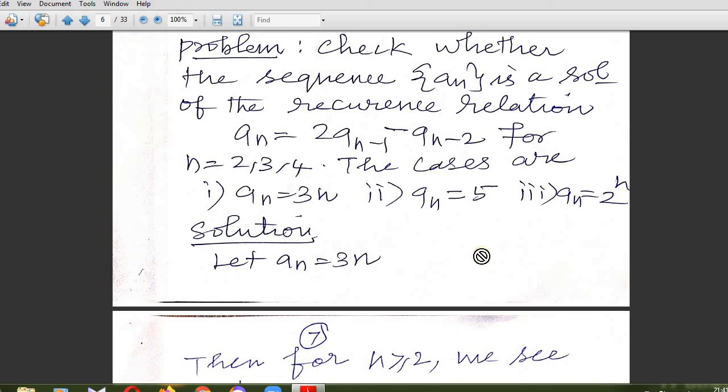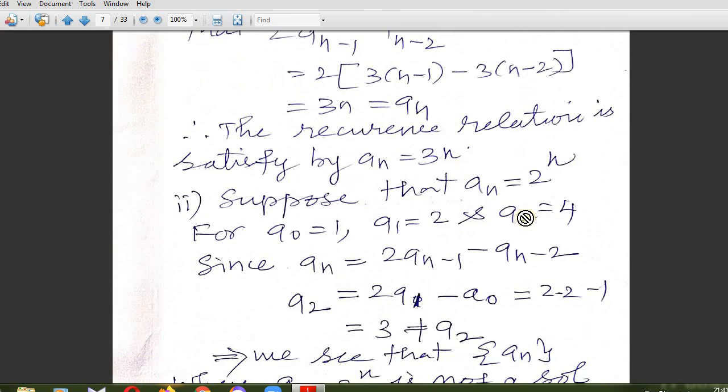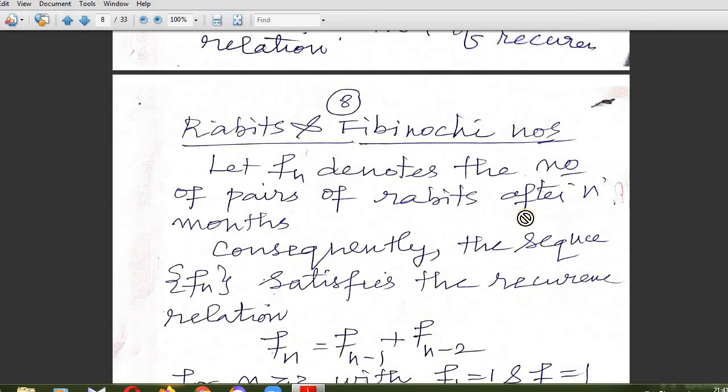Okay, so with that we come to the end of this problem, and in the next class we talk about the rabbits and the Fibonacci numbers. Fibonacci numbers, very important from the examination point of view. We'll see this later. Thank you.